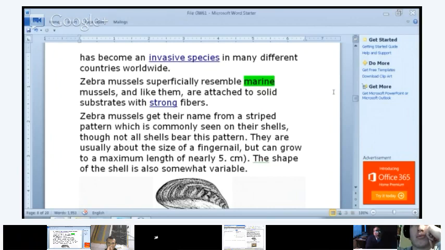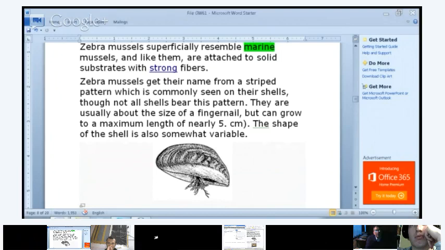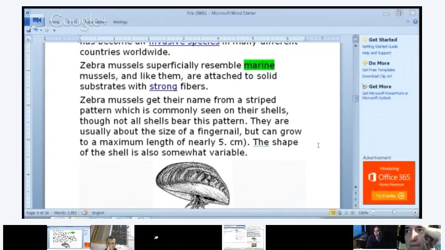Just a second. No, but there's just two words left. Somewhat variable. Sorry, but no, no, that's fine. That's the end of the reading. Thank you. Great job.